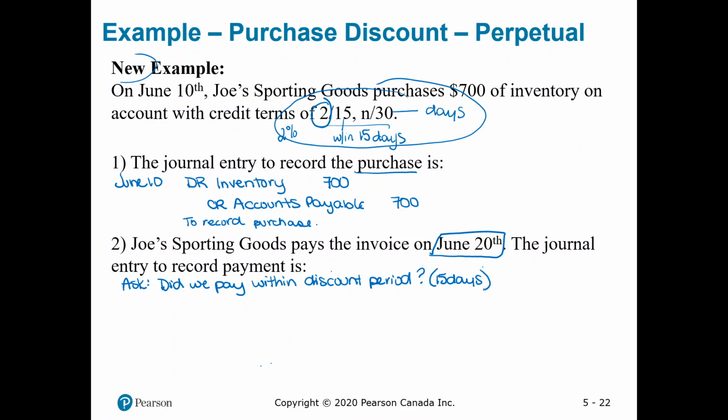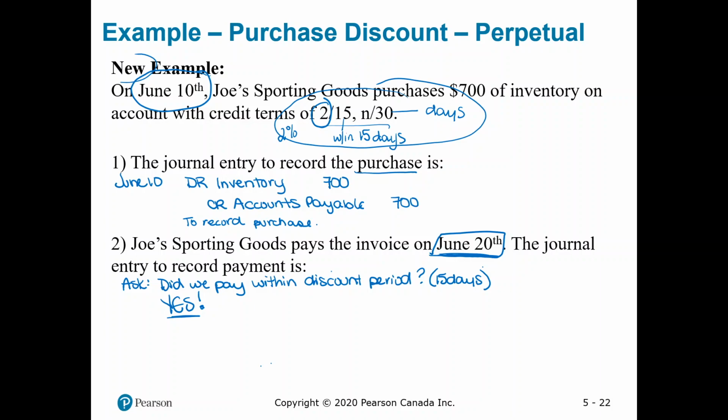So we made the purchase on June 10th. We had 15 days to pay in the discount period. That means that we had until June 25th. We are actually paying on the 20th. So we're paying within that discount period. So this is a yes. We did pay within the discount period. Therefore, we need to make an adjustment.